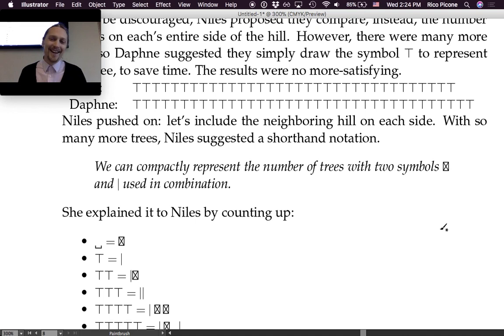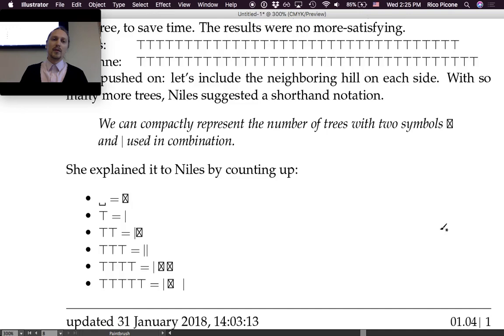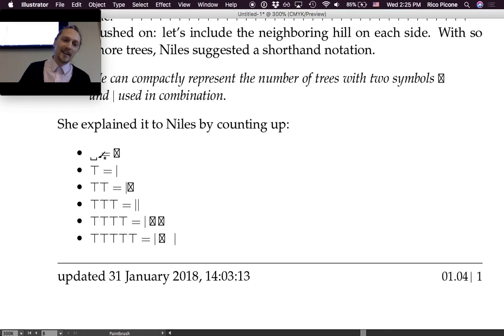Okay, so we can compactly represent the number of trees with two symbols, the X box and the line, used in combination. She explained it to Niles by counting up. I think I switched who suggested it there midstream. So a blank would correspond to the X box, or the zero. One tree would correspond to a line. Two trees would correspond to a line and a zero. Three trees, two lines, and so on.